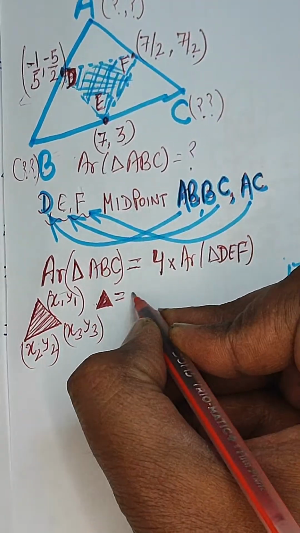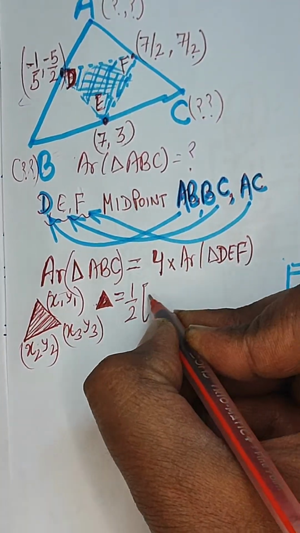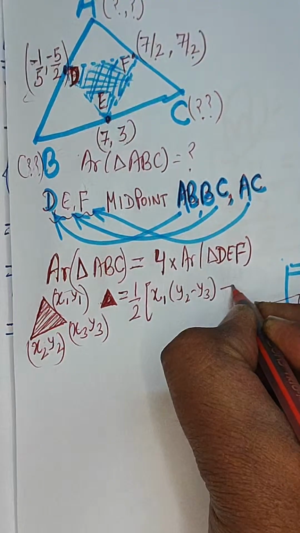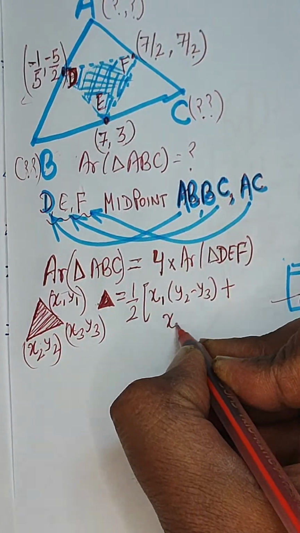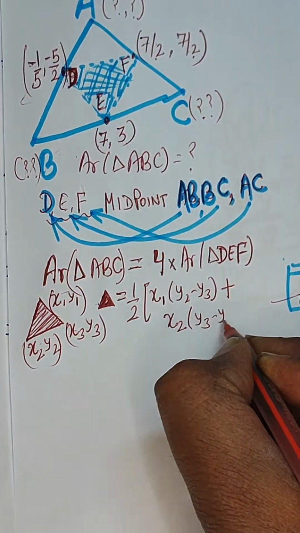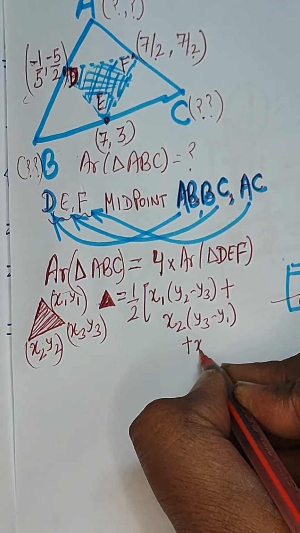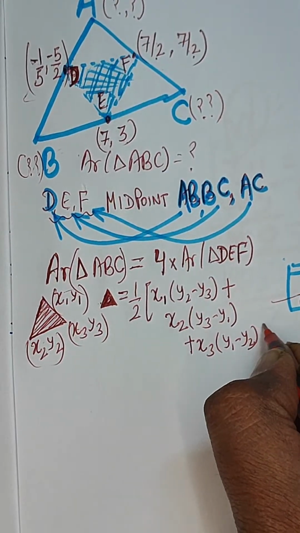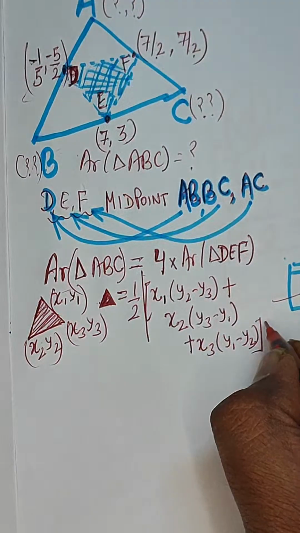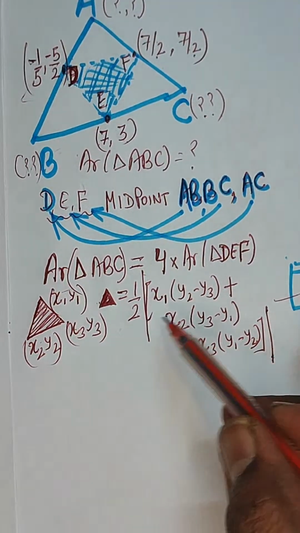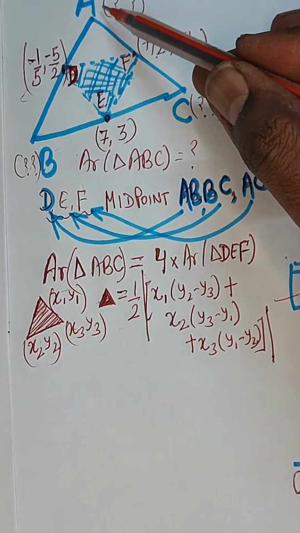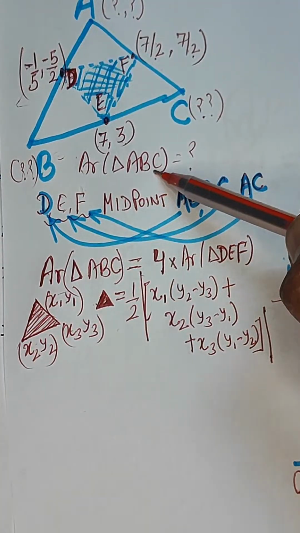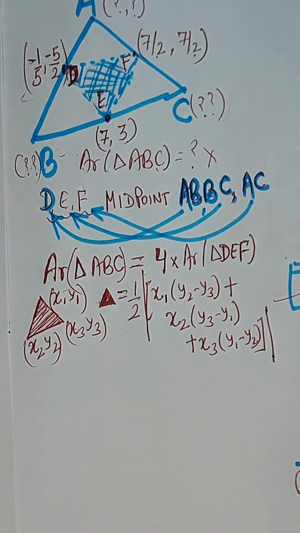If you remember, the area of the triangle is given as half of x1 into (y2 minus y3) plus x2 into (y3 minus y1) plus x3 into (y1 minus y2), bracket close. All this is inside the mod, right? We know this formula, but we do not know the coordinates of A, B and C. Then how will we be able to calculate the area of the triangle ABC? This cannot be calculated directly.